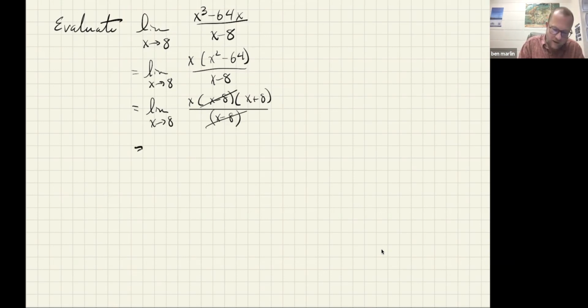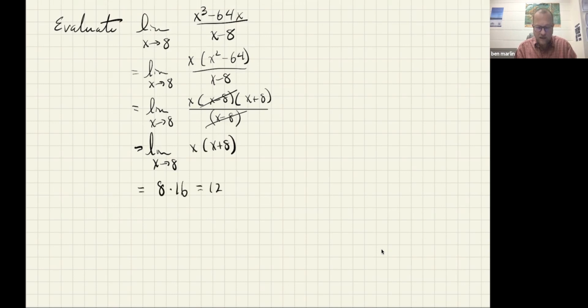Well, once we've got that, now our limit as x goes to 8 is just of x times x plus 8. There's no division left. So clearly we're not going to get a division by 0 error. So we will have 8 times, let's see, 8 plus 8 is 16. And so that'll be, I think it's 128. Boom, we're done. Okay. I'm going to say that a lot. Boom, we're done. I'm just indicating that when you get it to work, it's easy.